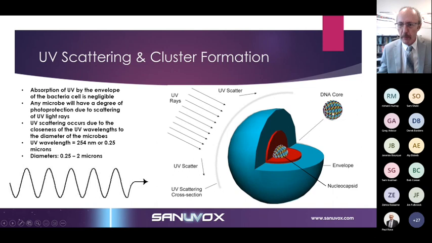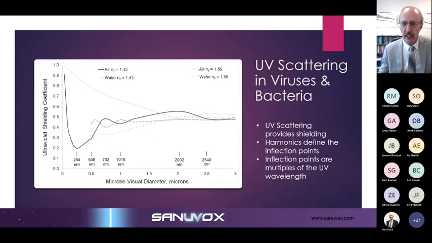The DNA core of a microbe that's about 2 microns might be 0.25 microns. And as you can see, 0.25 microns is identical to the wavelength, 254 nanometers. This causes resonance and harmonic effects. You can see these harmonic effects when we plot these effects in terms of the shielding acquired from scattering. There is a major inflection point at 254, also at double 254, at triple, and at quadruple. We also see it at 8 times 254, an inflection point.